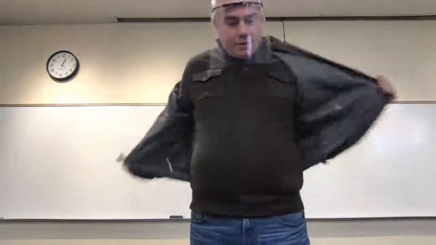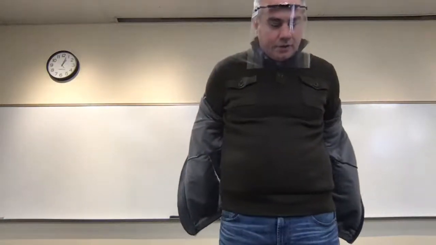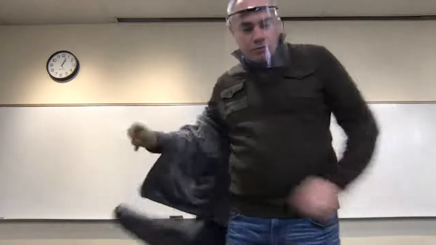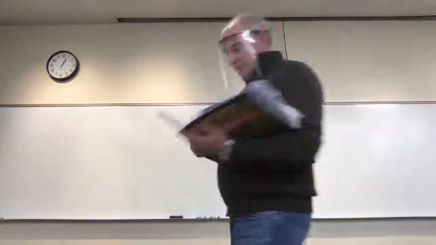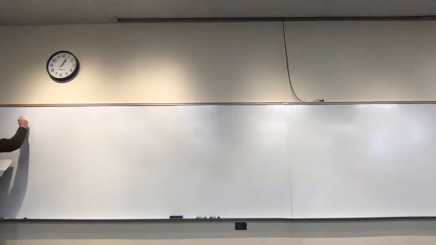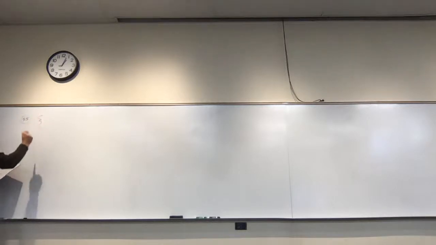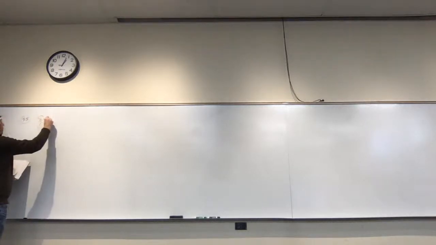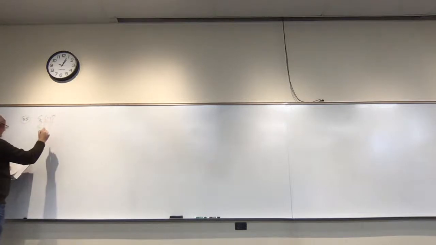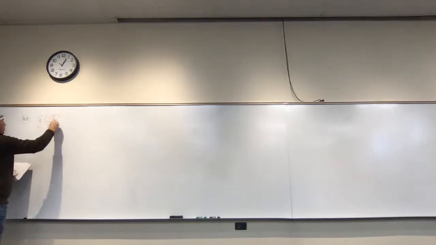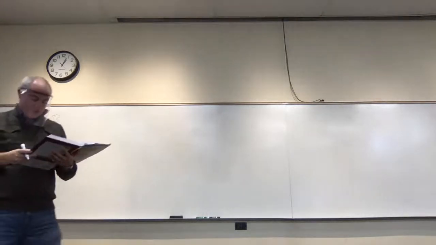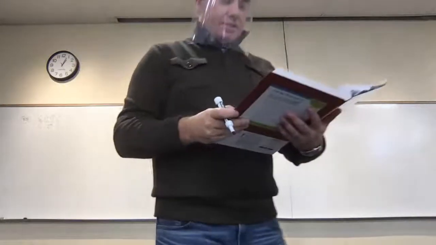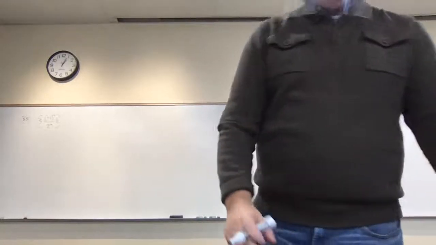Okay, so 55 is the sequence -1 to the n divided by 2 to the n. And the directions are find the limit of the sequence or determine that that sequence diverges.